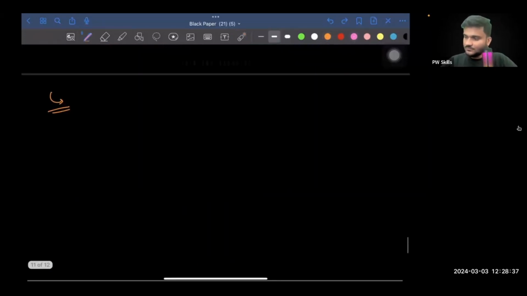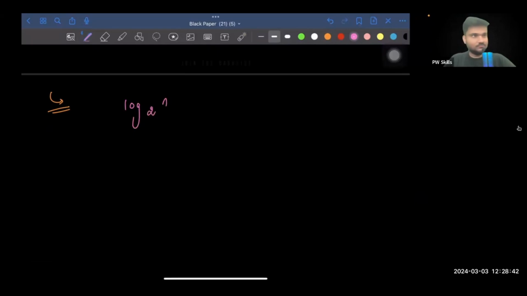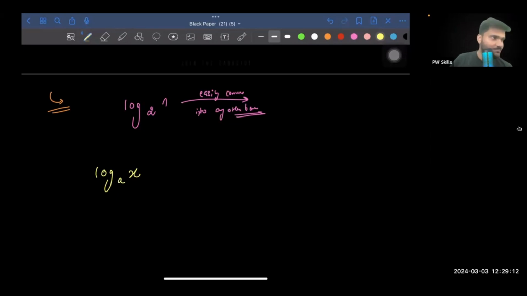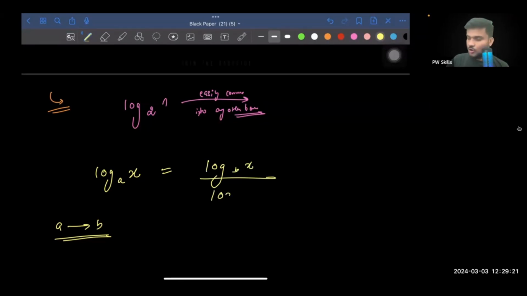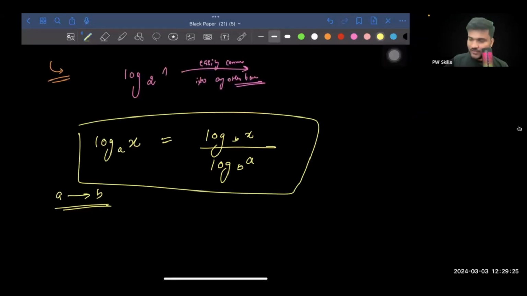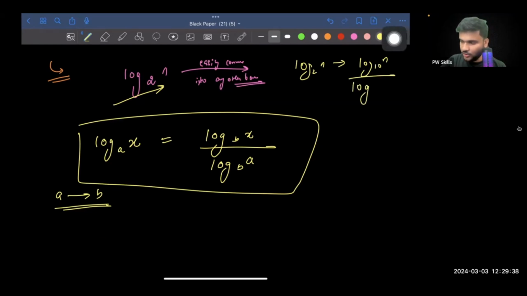Now, one interesting thing: let's say you have a value log n base 2. We can very easily convert it to any other base. How can we do that? If you have log x to the base a, you can convert the base a to base b by doing log x to the base b divided by log a to the base b. This is the formula. So for example, here you have log n to the base 2. If you want to convert base 2 to base 10, you can write log n base 2 as log n base 10 divided by log 2 base 10.